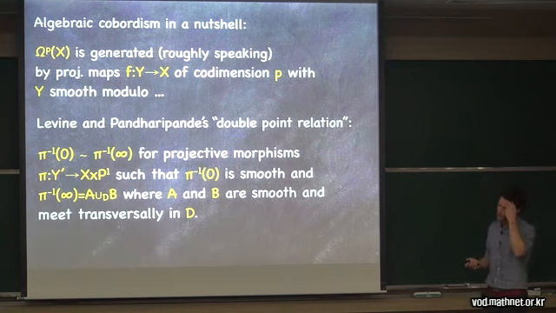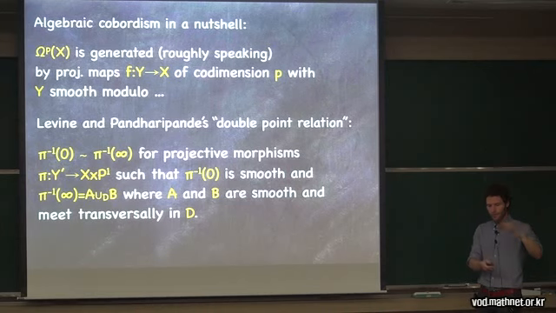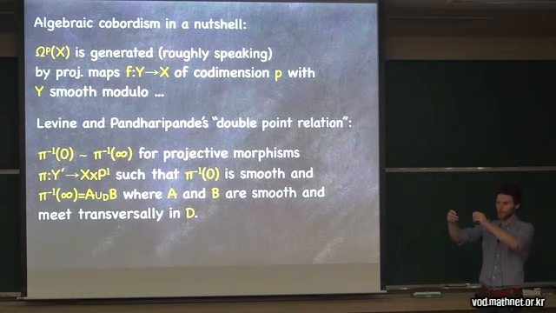Okay, but the thing that you should keep in mind is that in both cases, in the algebraic case, omega is generated by all the algebraic varieties mapped to X, and in the topological case, you took just manifolds mapped to X. So very similar construction.